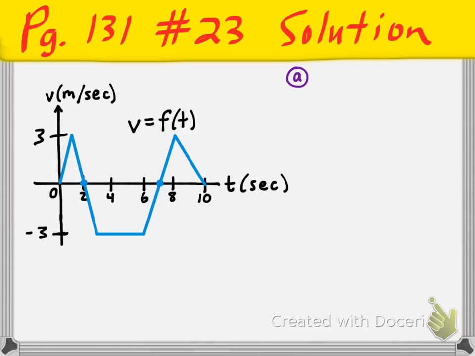So if a particle is moving back and forth, let's say it's going to the right. If a particle is going to the right, it means the velocity is positive. If a particle is moving to the left, that means the velocity is negative. Well, there's only one other option for a particle. It's either moving right, moving left, or it's stopped.